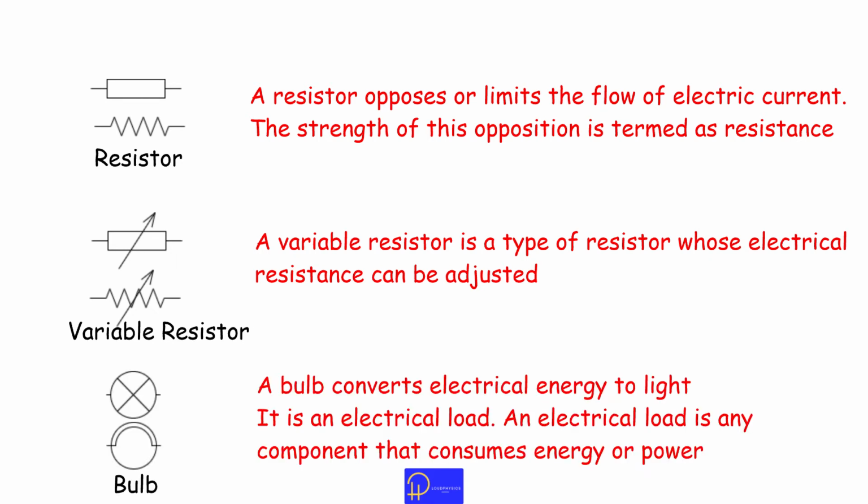The next one is a bulb. The bulb also has two symbols that can be used in a circuit. A bulb converts electrical energy to light. A bulb is referred to as an electrical load because it consumes the energy or power flowing through the circuit.